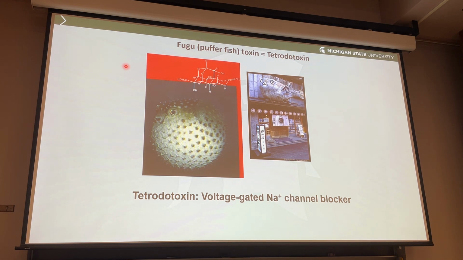Tetrodotoxin from the pufferfish. I'm sure some people enjoy sushi here. Hopefully you've tried this before. If you're into sushi lore, this is one of the fish that has to be prepared in a very specific manner because it produces this tetrodotoxin and it is incredibly dangerous to consume. But the bottom line is that this blocks the sodium channel from activating. Tetrodotoxin, sodium.